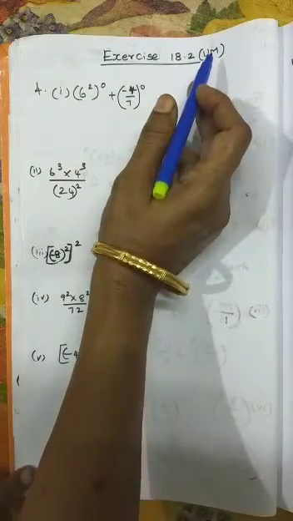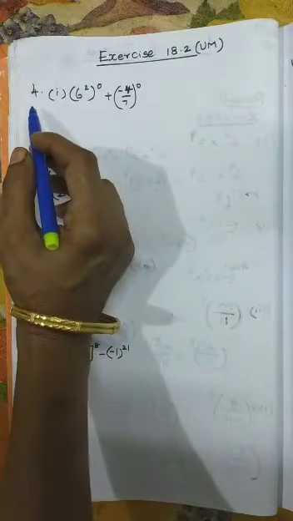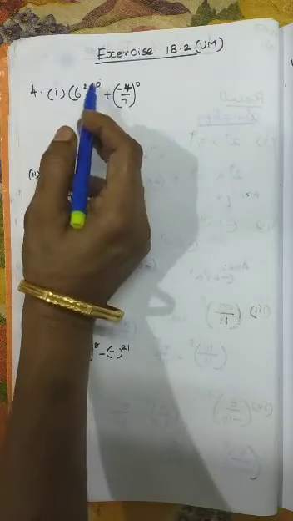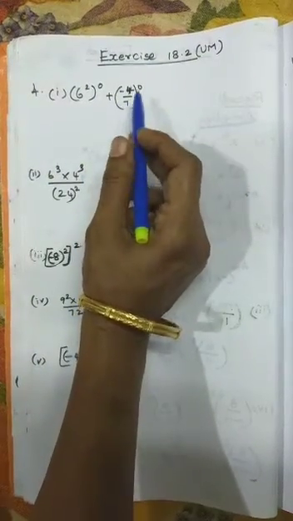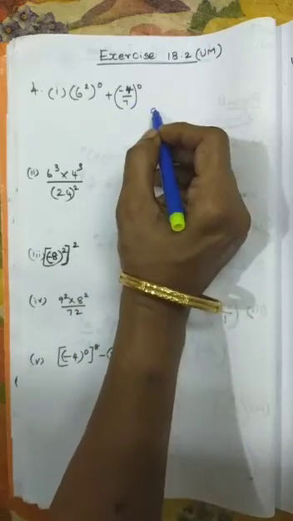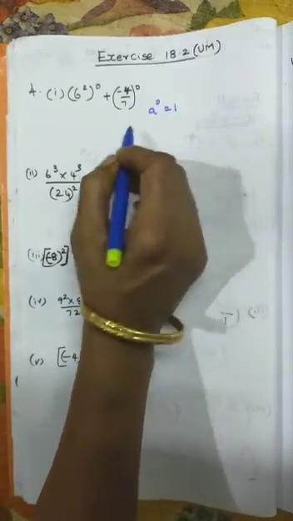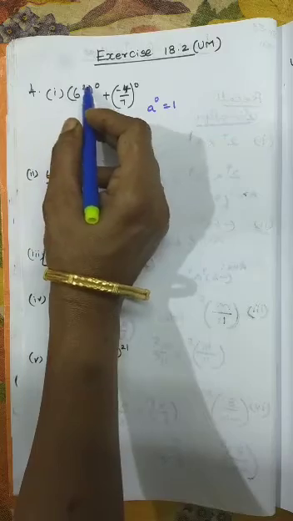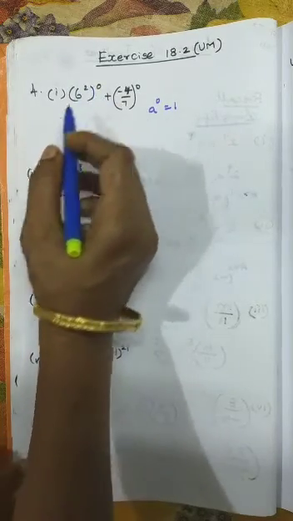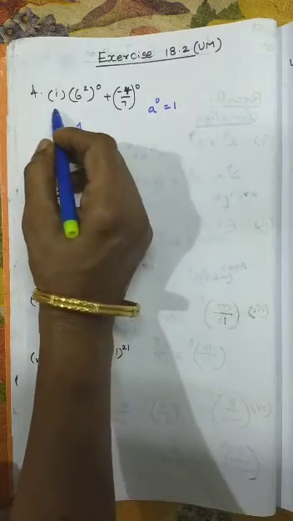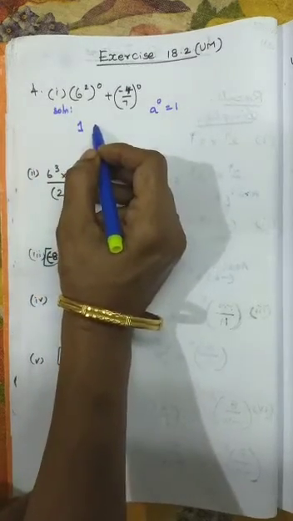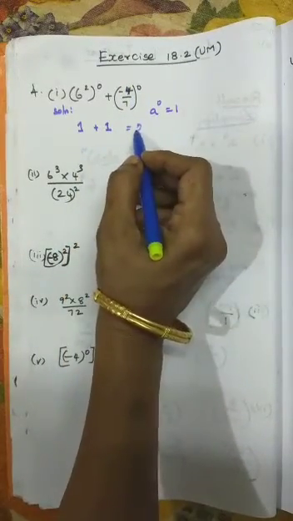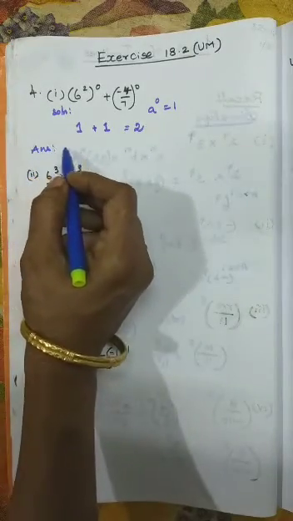Exercise 18.2, Understanding Maths. In this, we'll see the fourth problem. First one: 6 square the whole power 0 plus minus 4 by 7 the whole power 0. We know that a power 0 is equal to 1, that is, any number power 0 is equal to 1. So 6 square the whole power 0 we can write as 1. Solution: 1 plus again 1 is equal to 2. The answer is 2.